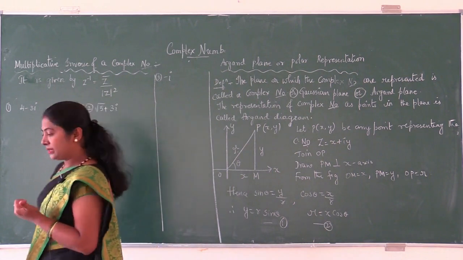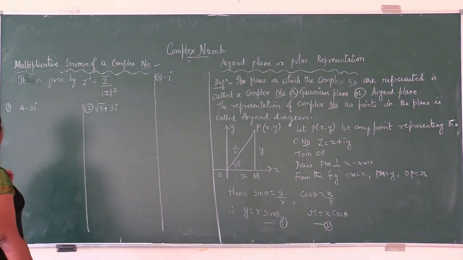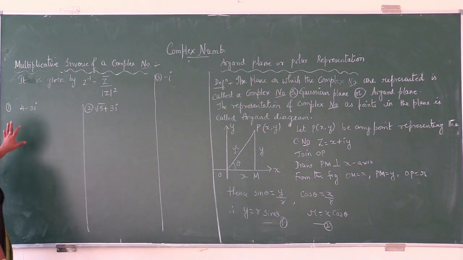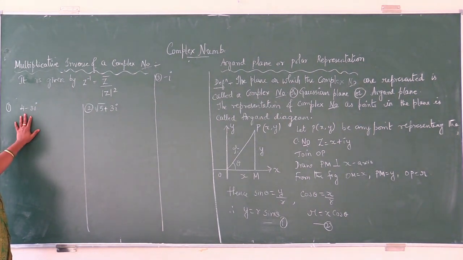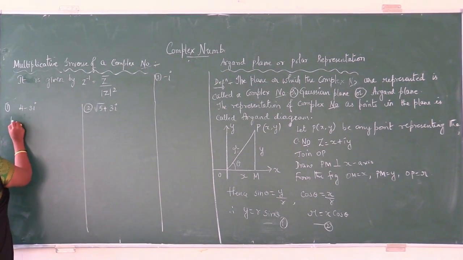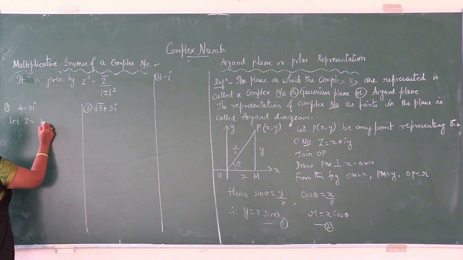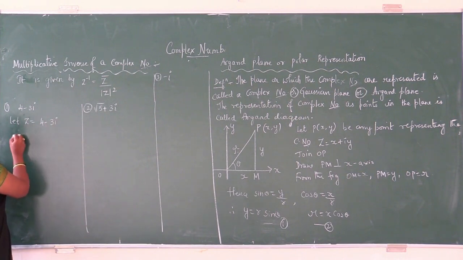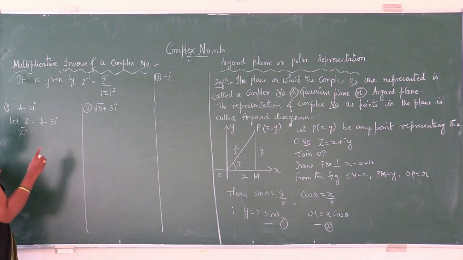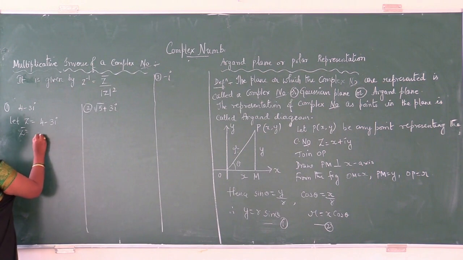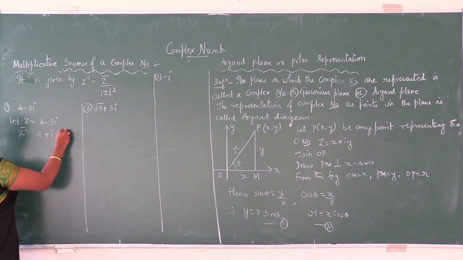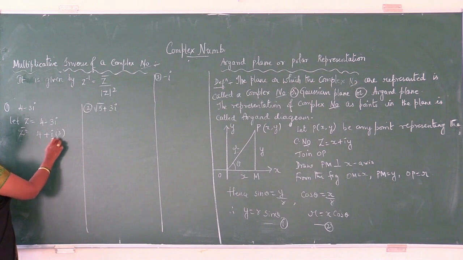So, keeping these concepts in mind, we shall first begin with the first problem. Find the multiplicative inverse of the following. The question is given, so we shall denote the question as z. So let z equal to 4 minus 3 into i. Now, what is z bar? z bar is obtained by changing the sign of the imaginary part. So this can be written as 4 plus i into 3.